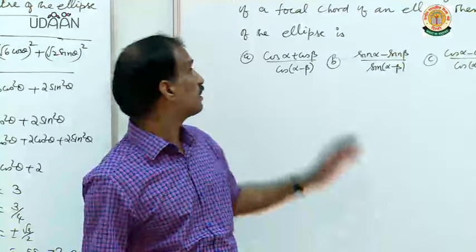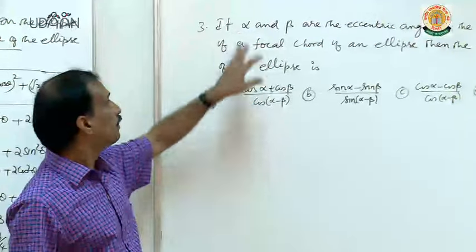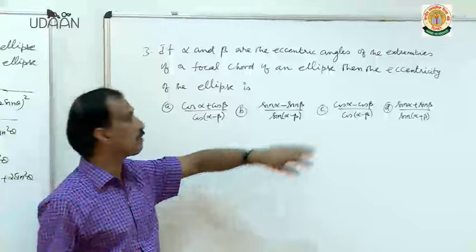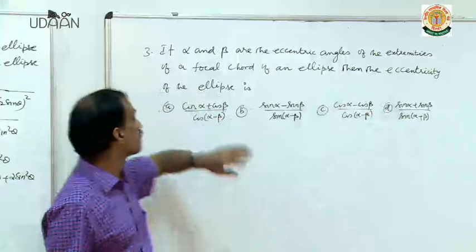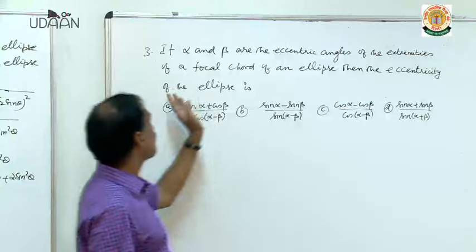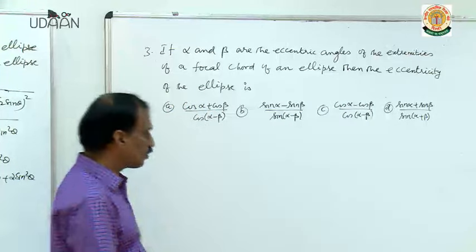Now, what is in question number 3? If alpha and beta are the eccentric angles of the extremities of a focal chord of an ellipse, then the eccentricity of the ellipse is what? So you have the ellipse.